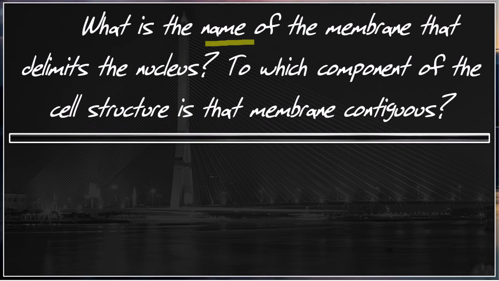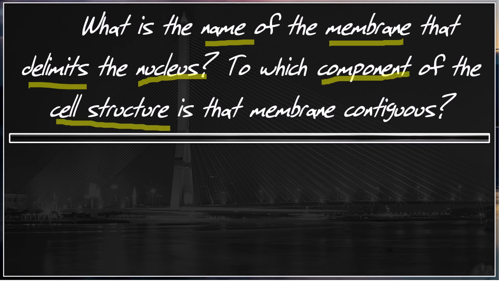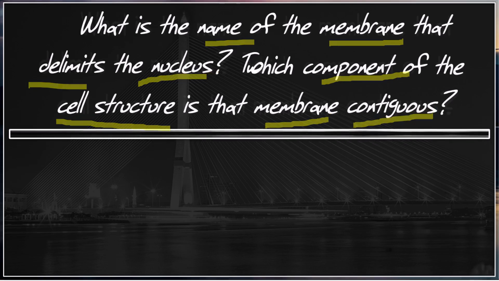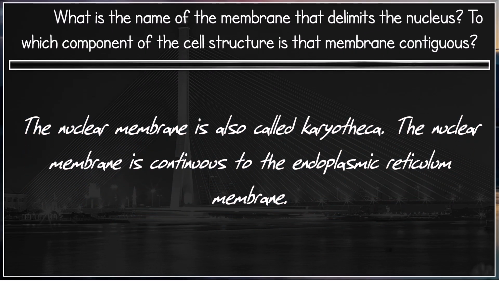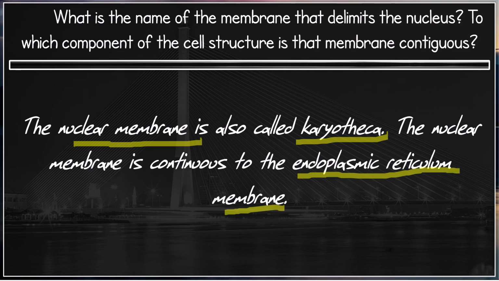What is the name of the membrane that delimits the nucleus? To which component of the cell structure is that membrane contiguous? The nuclear membrane is called karyotheca. The nuclear membrane is continuous with the endoplasmic reticulum membrane.